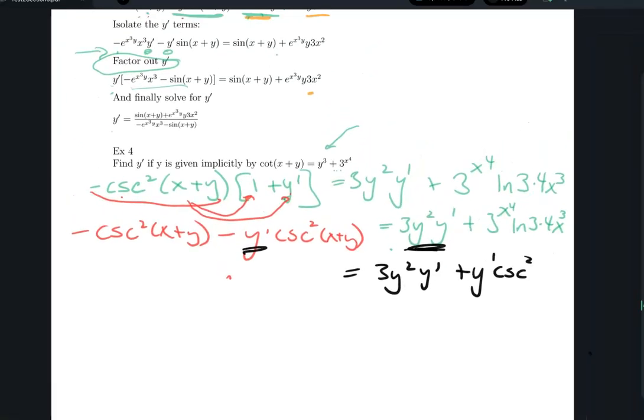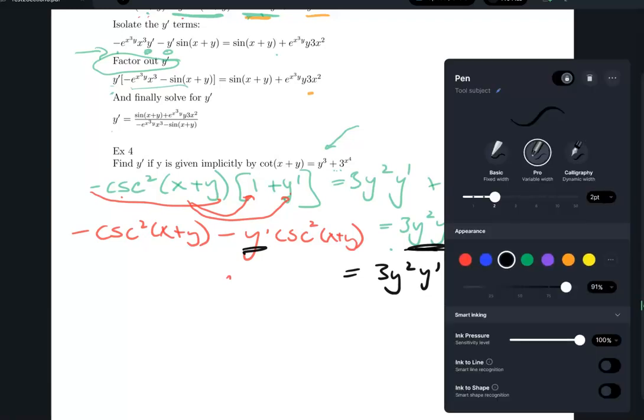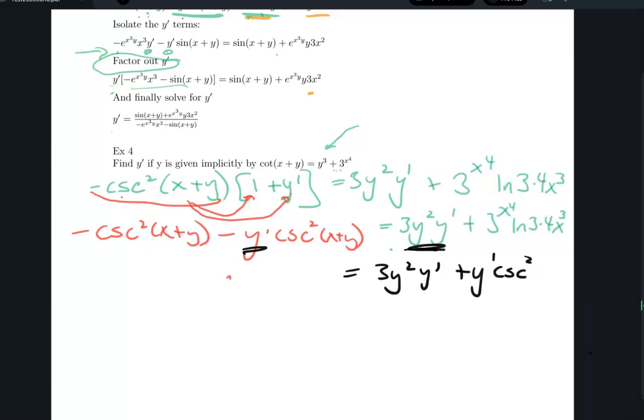Okay, cosecant squared of x plus y. Now I gotta stop it. Be right back.